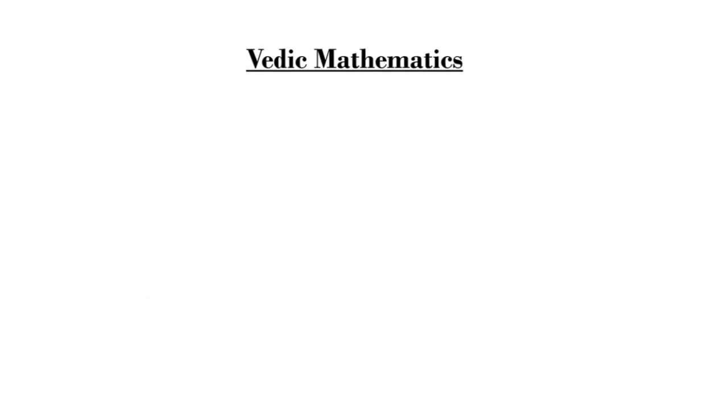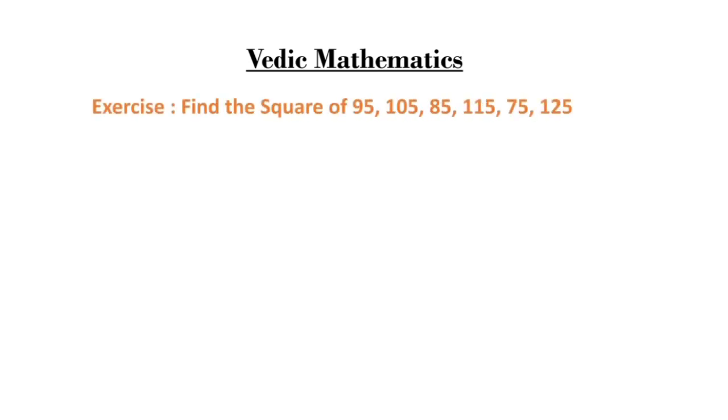Okay, now we'll have some exercise here, to find the squares of numbers through the two types of methods we just studied. Let us try to find the squares of 95, 105, 85, 115, 75 and 125. Friends, I request you to pause the video for a while here, find the squares of the numbers in the exercise and keep your answers ready to compare.